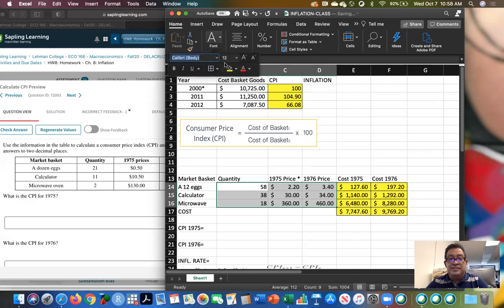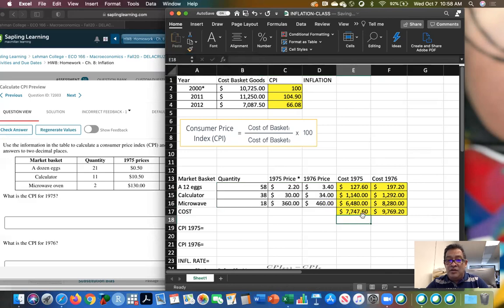So this is my data. This is my formulas. So now I have the cost of the basket of commodities in 1975 and the cost of the basket of commodities in 1976. Remember, this cost is going to be the base year, right?